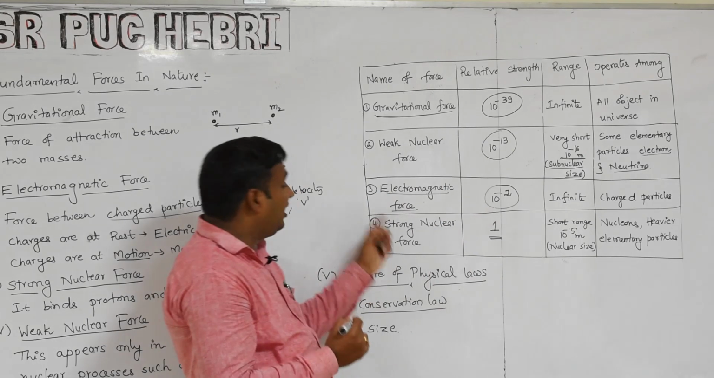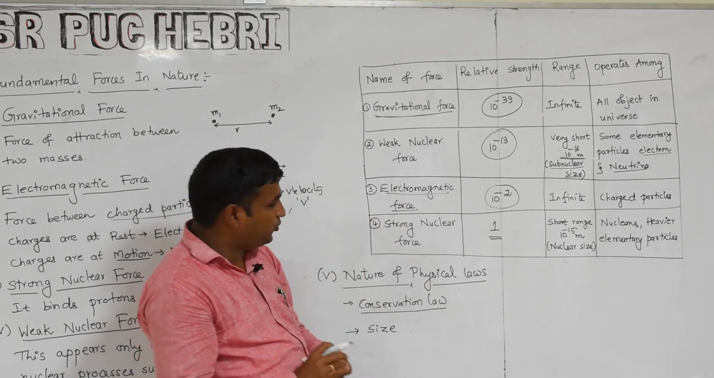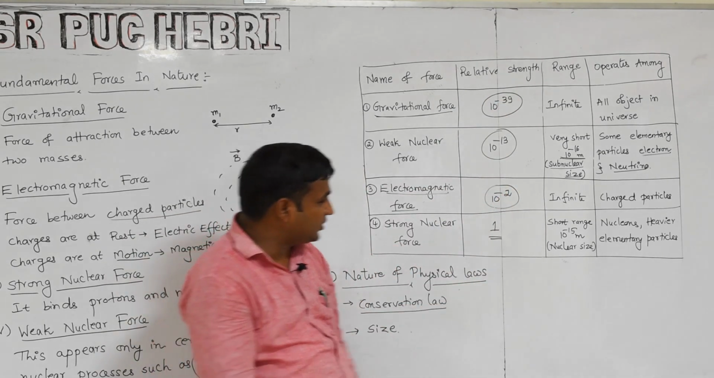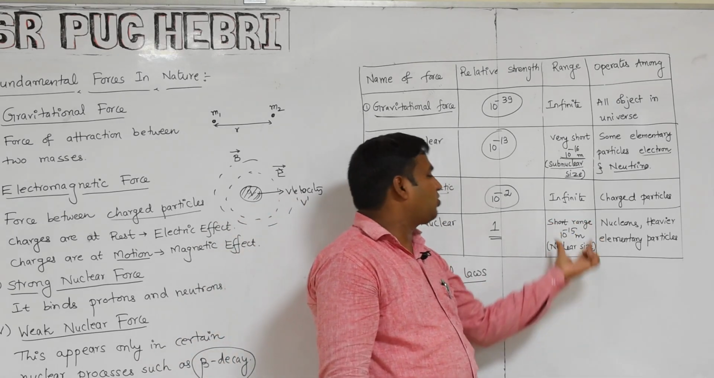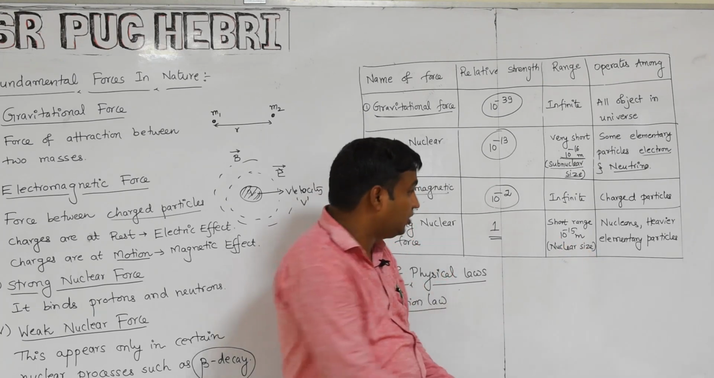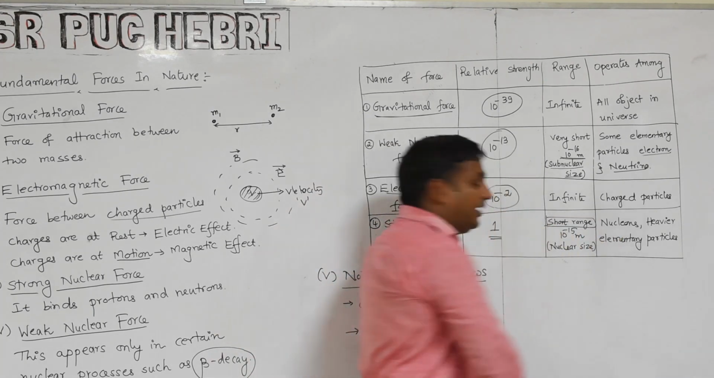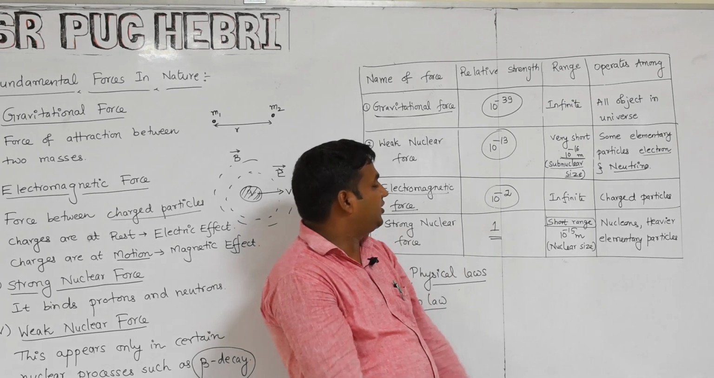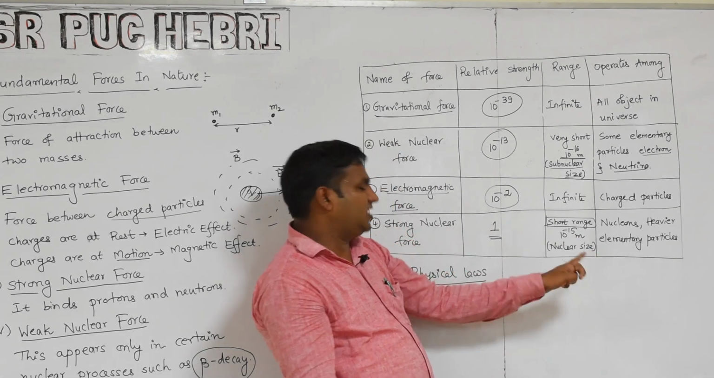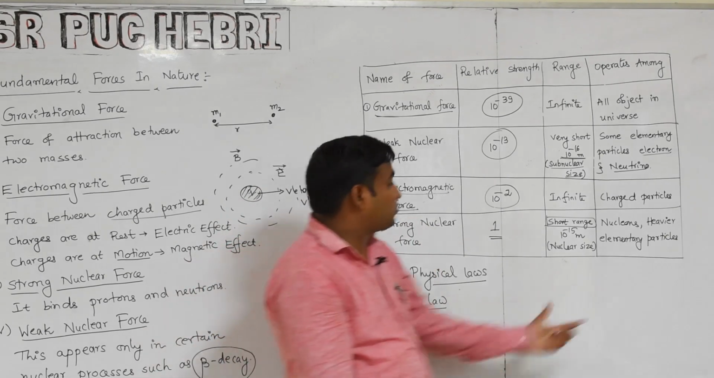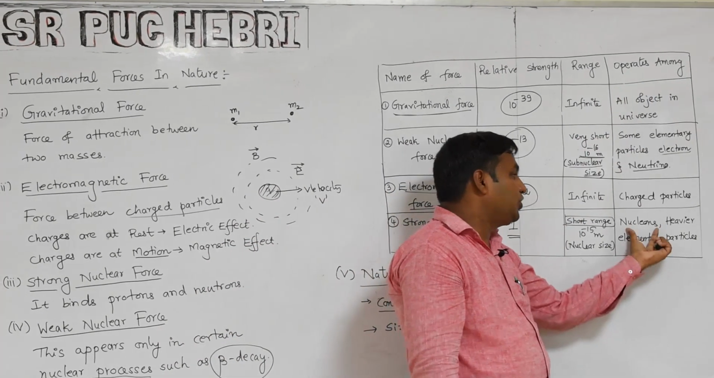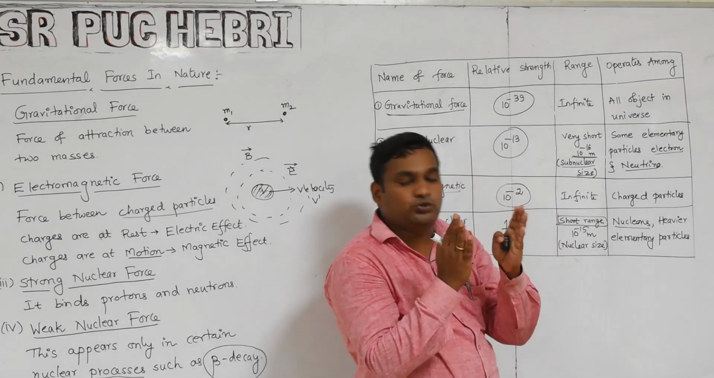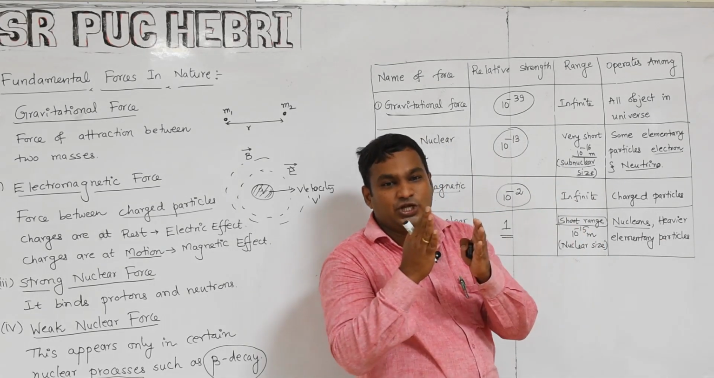We already learned that. And the last one is the strong nuclear force, and its relative strength is 1 when you compare with the remaining 3 fundamental forces, and its range is very short, of the order 10 raised to minus 15 meter. 10 raised to minus 15 meter is the size of the nucleus. Inside a nucleus or in nuclear size, we can see the strong nuclear force. That's why the strong nuclear force operates among nucleons or heavier elementary particles. Nucleons are of two types. One is proton and the other is neutron.